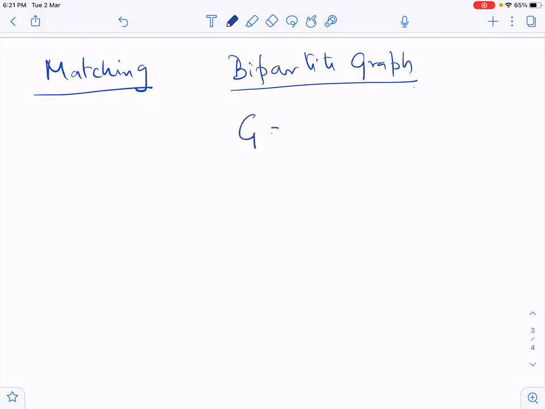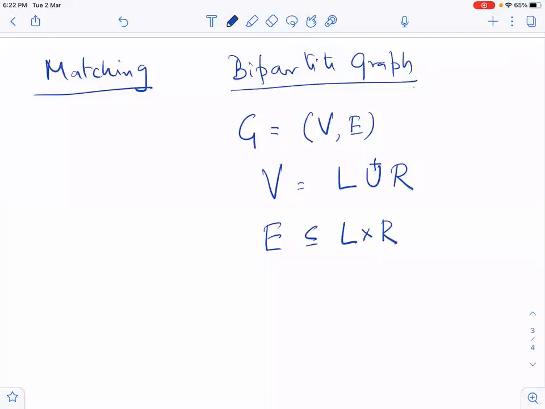Perfect. So this G basically is a set of vertices and a set of edges in which I can write that the vertices can be written as the disjoint union of the left and right, and the edges are only going from left to right. You can think of it as an undirected graph, right? So this is a bipartite graph.